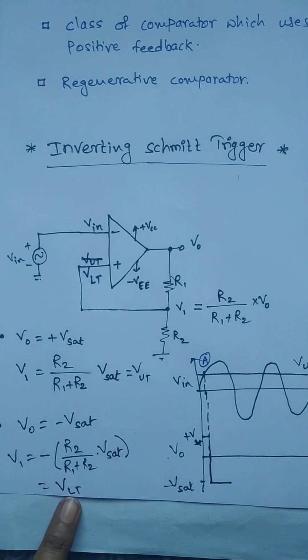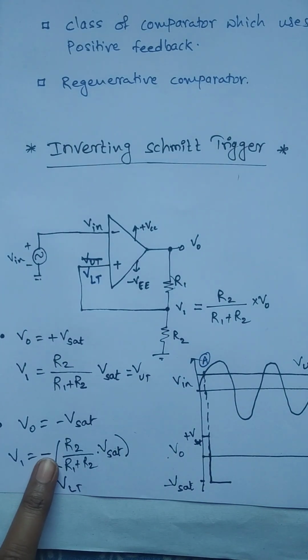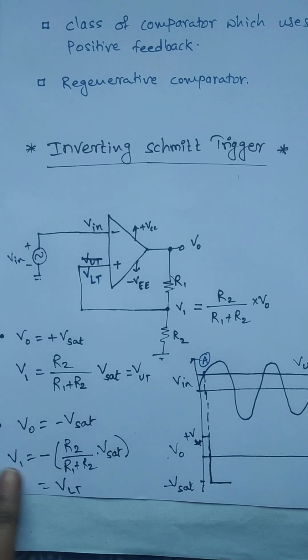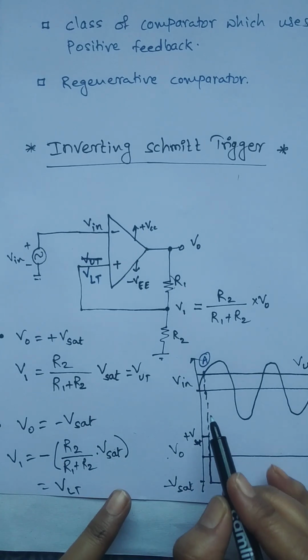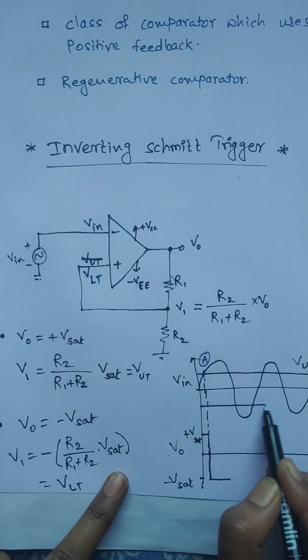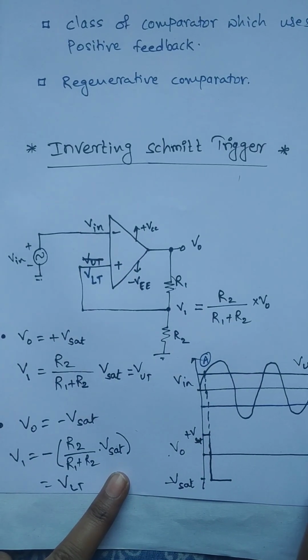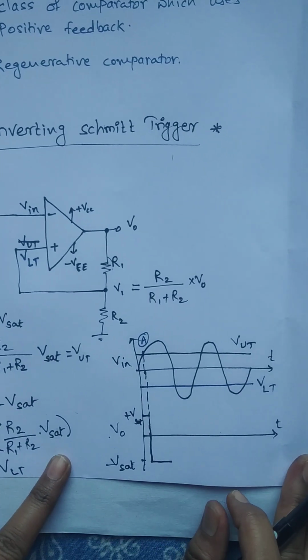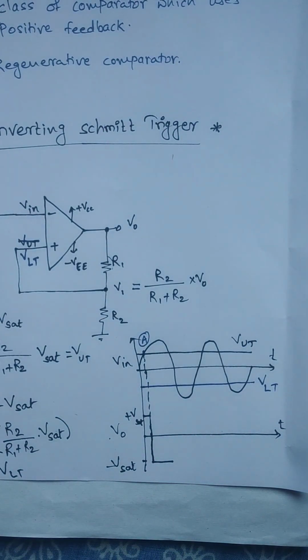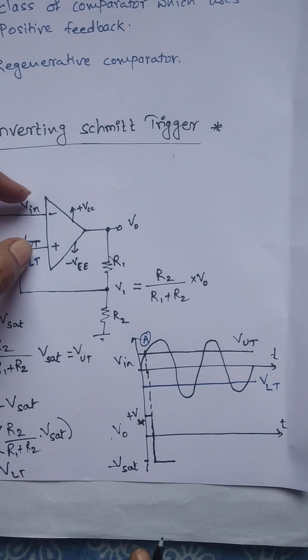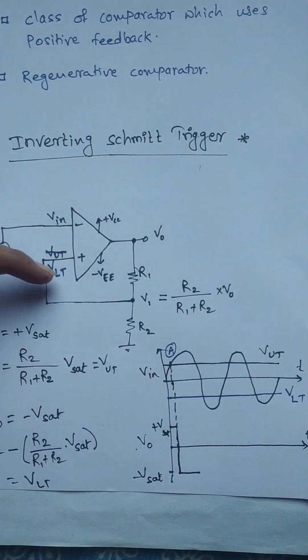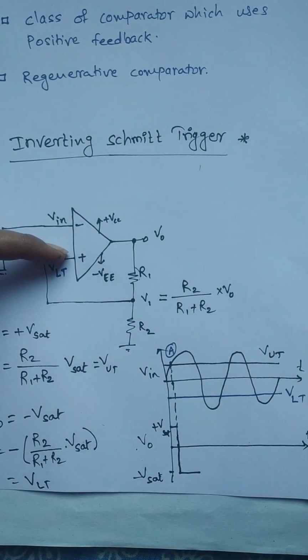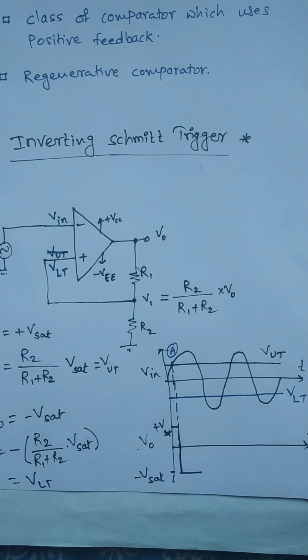Now you can see VLT is negative voltage. It is fixed but it is negative. So I have to draw a negative fixed voltage. This is VLT. Now you can see there is the comparison between Vin and VLT. Just compare Vin and VLT and draw your output voltage waveform.